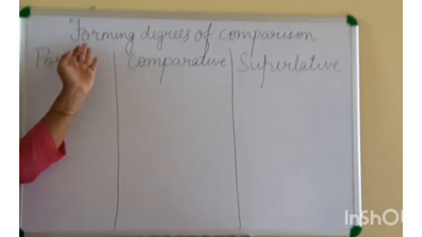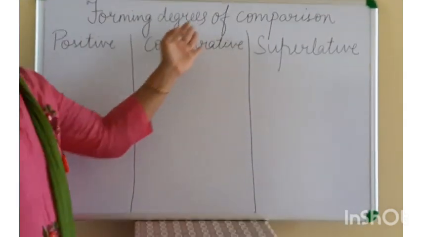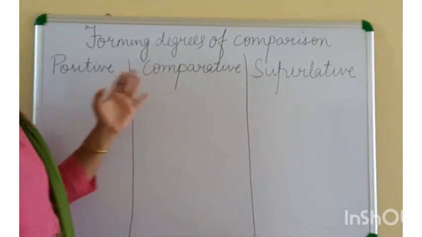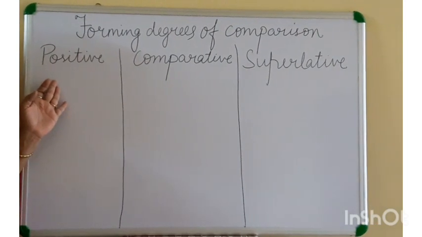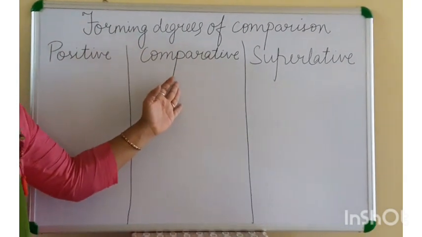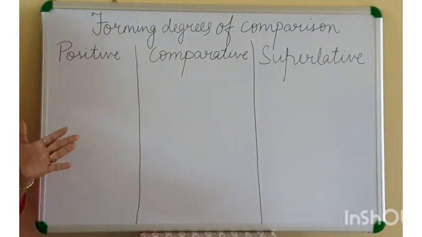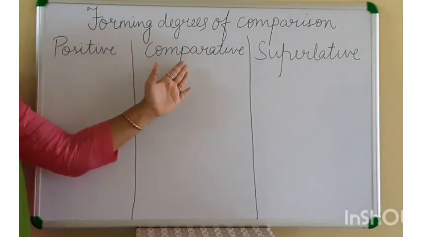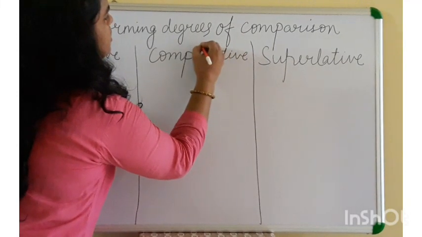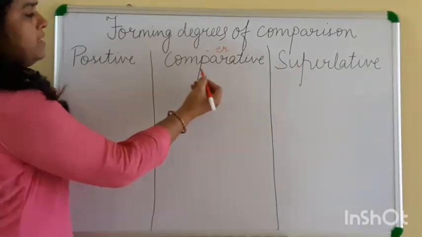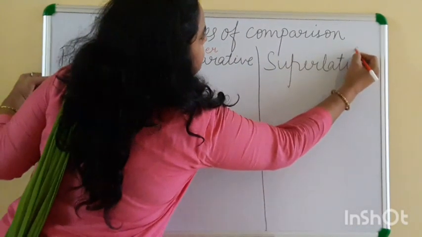Okay students, now we will learn how to form degrees of comparison. What we add to the positive degree so that it becomes the comparative degree or the superlative degree. For most of the adjectives, we add ER to form the comparative degree and EST to form the superlative degree.